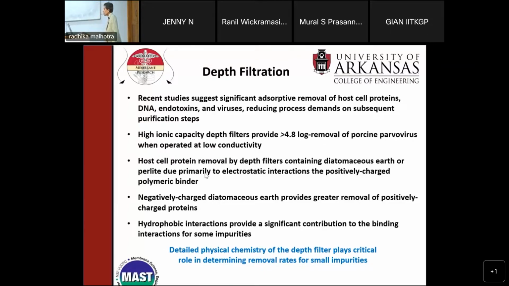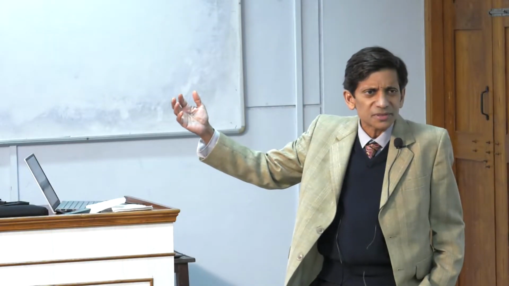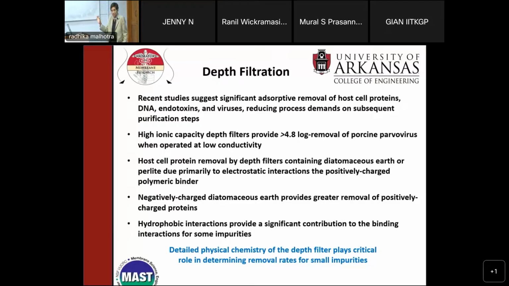Host cell protein removal by depth filters containing diatomaceous earth or perlite is due primarily to electrostatic interaction with positively charged polymeric binder. So another thing is, if you think of host cell proteins, there's a whole range of host cell proteins, right? Inside a cell, there are many proteins, and their isoelectric point varies significantly. So again, if you're trying to use charge-based separations, you will tend to remove one subpopulation of them, but not all of them, okay? So you get quite good removal by these positively charged polymeric binder. Negatively charged diatomaceous earth provides greater removal of positively charged proteins, obviously.